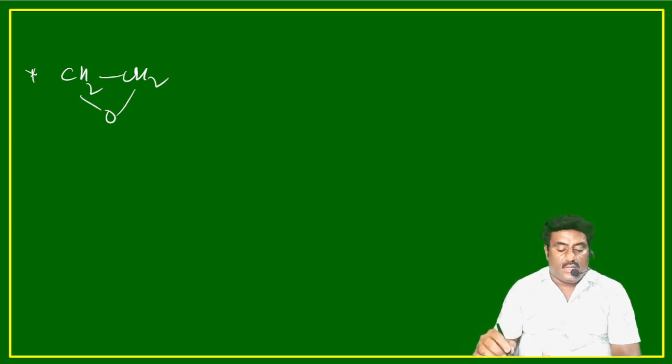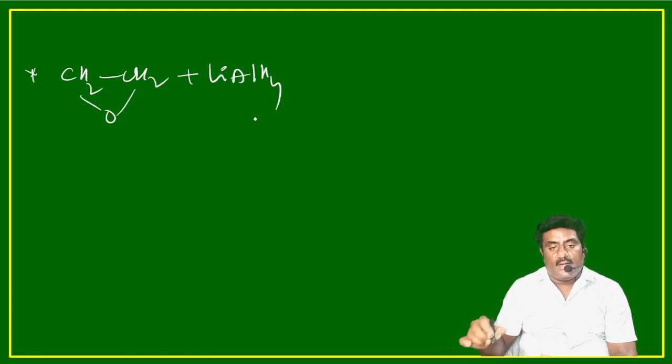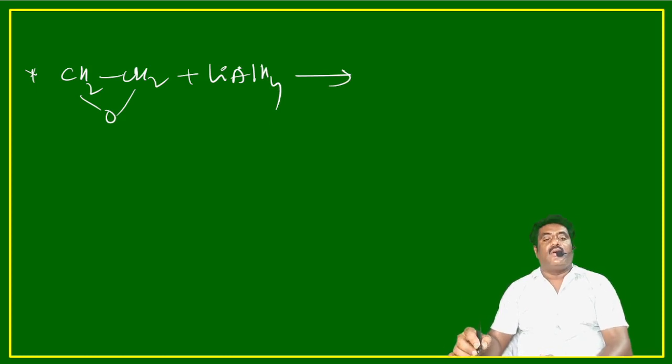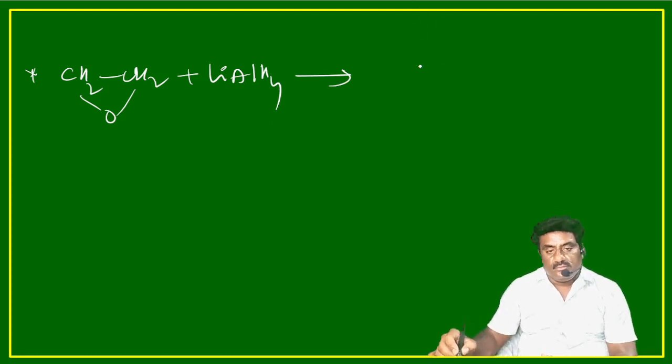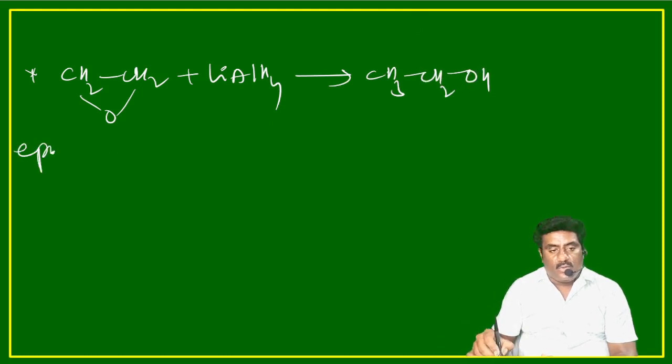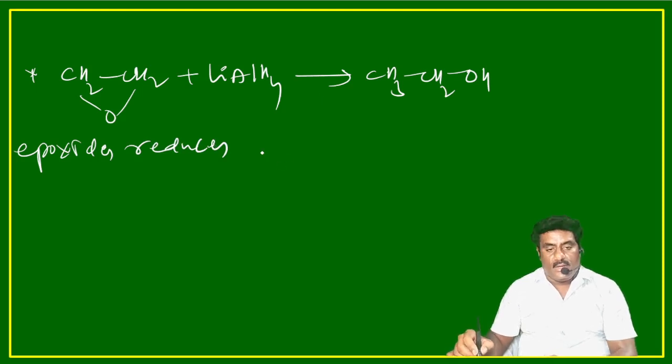Let's move on. If I take one example, it is an epoxide: CH2, CH2, O. Epoxides are reduced in presence of lithium aluminum hydride. It gives alcohol: CH3, CH2, OH. Epoxides are reduced into alcohol.